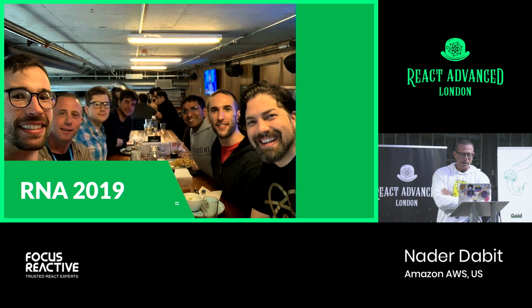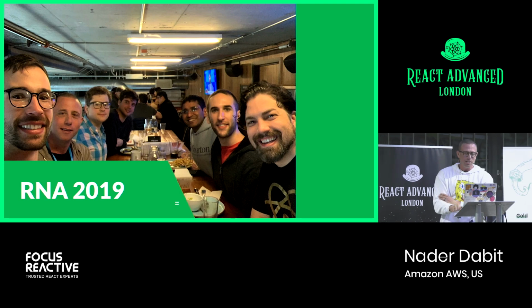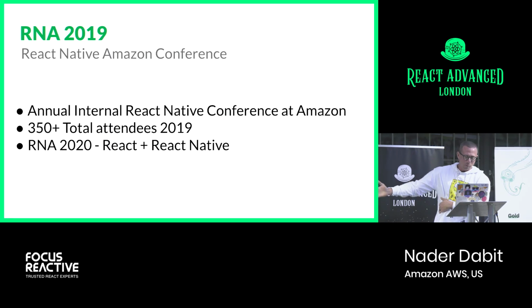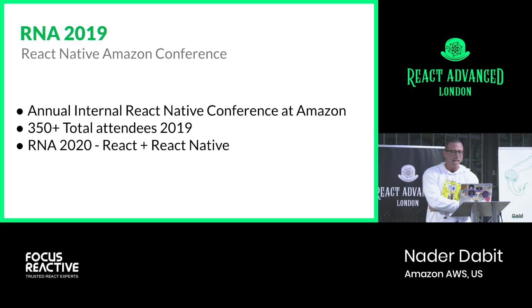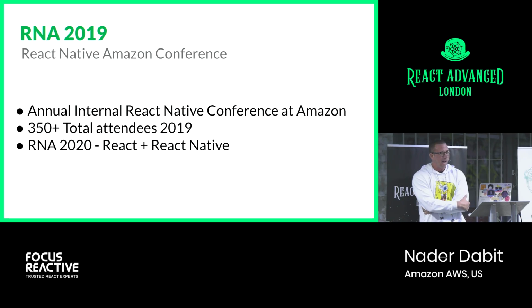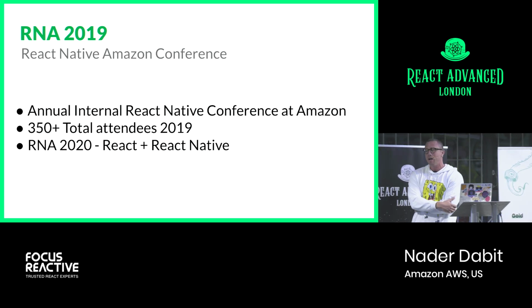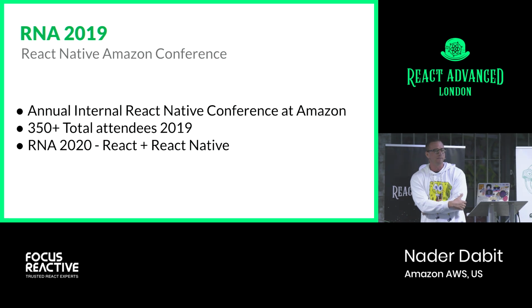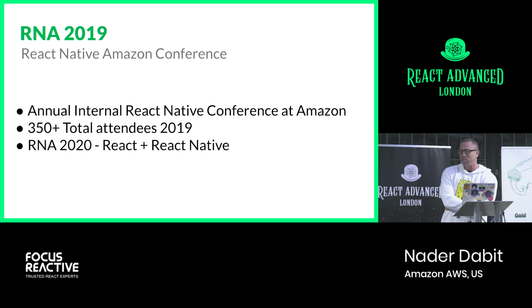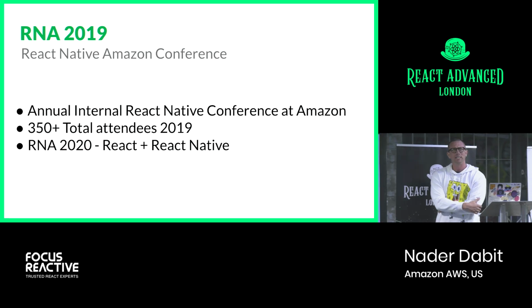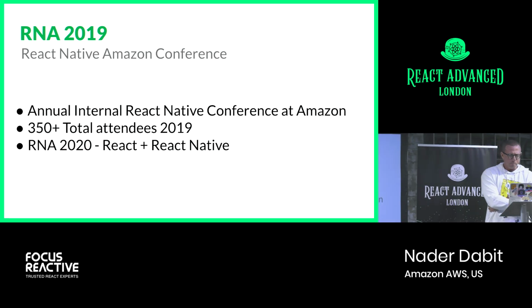So we're starting off here at this picture. This is RNA 2019. RNA 2019 is the React Native Amazon conference. Amazon uses React Native extensively. You may not know it, but a lot of our apps are either built fully with React Native or partially with React Native. We have a lot of greenfield projects being built right now in React Native, including, I think, the most recent app, the Alexa app.